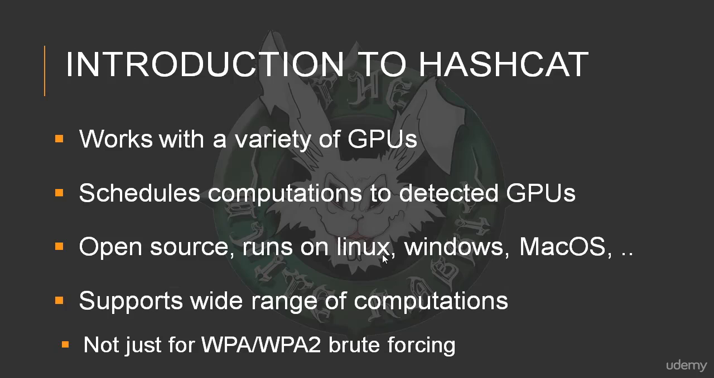Hashcat works with a variety of GPUs and it offloads computation of hashes, which would be things like passwords and so on, onto GPUs rather than use the CPUs, which would be slower. So hashcat can schedule these computations and it can also detect the various GPUs. It is designed to work with GPUs and multiple GPUs, not just one. It is open source, runs on Linux, Windows, Mac OS. You can compile it to run on a variety of different operating systems.